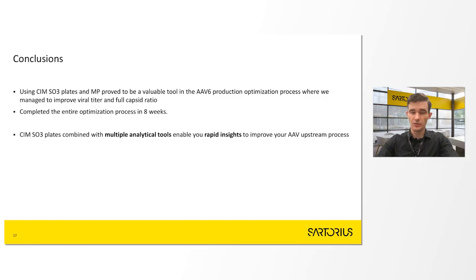In conclusion, we can see that using our CIM plates and Refeyn mass photometry proved to be a valuable tool for our AAV6 production optimization process, where we managed to improve both vector titer and capsid ratio. And the complete optimization process took us 8 weeks. So CIM SO3 plates combined with multiple analytical tools enable you rapid insight to help you improve your AAV upstream process.